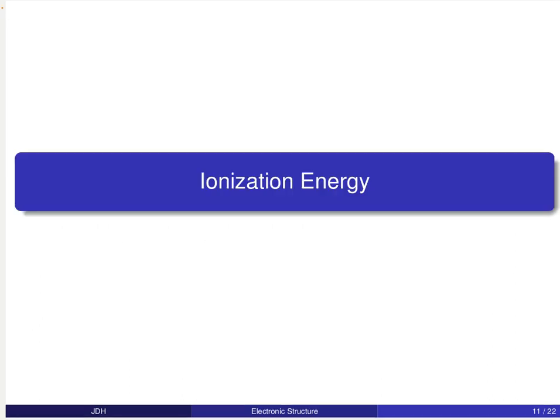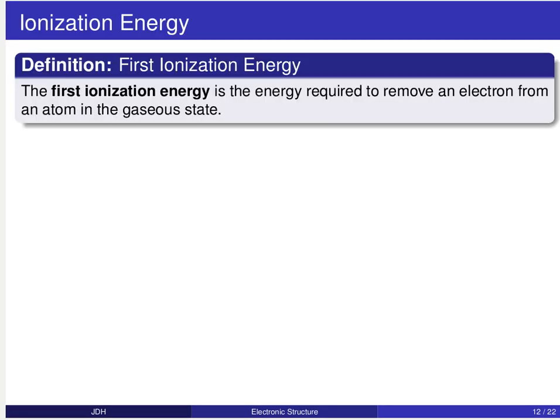All right, on to our next periodic trend. In this one, we're going to be looking at a concept called ionization energy. So the ionization energy refers to the energy required to ionize an atom or a molecule. But for right now, we're going to focus in on atoms, and we're going to talk about the so-called first ionization energy, which is the energy required to remove an electron from a neutral atom in the gas state.